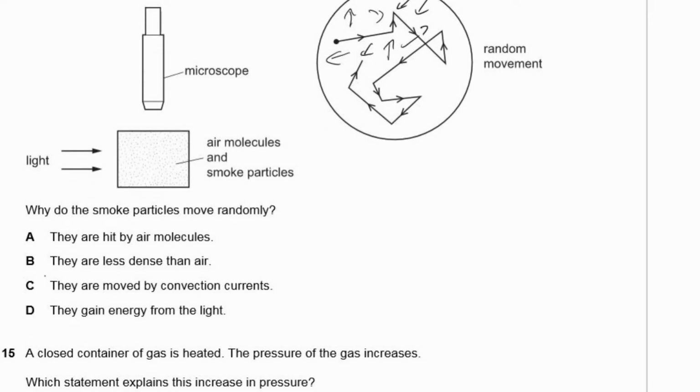So, A, they are hit by air molecules, yes. They're less dense in air? Nope. Moved by convection currents? Nope. And they gain energy from the light? No. The reason I put no for moved by convection currents, because obviously they would be, is that this is quite a small box, so there's not a lot of movement going to happen there because of convection currents. So it's all controlled by the air molecules. So the answer is A.